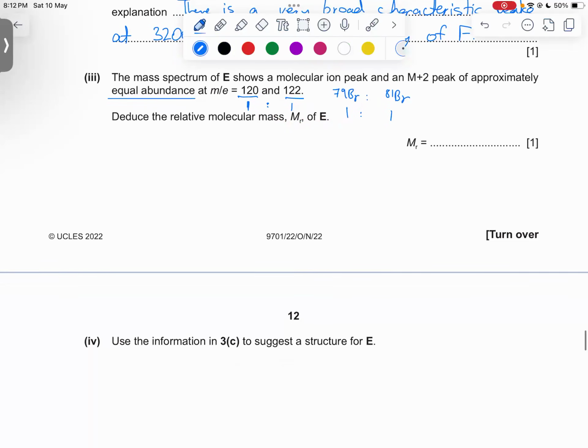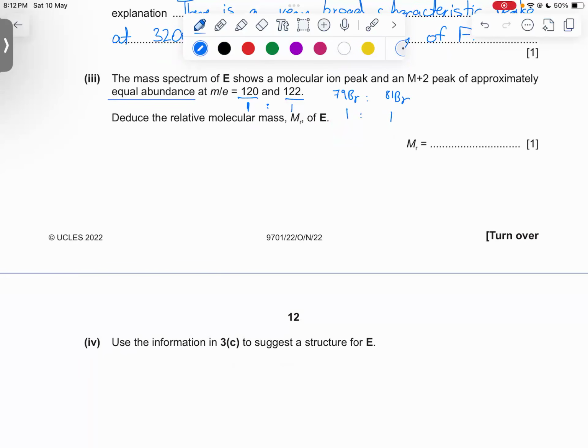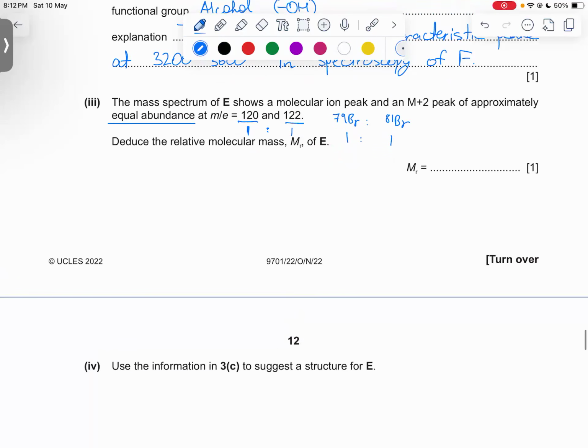All right. So the MR of the compound for now would be half of these two, right? Because it is 1:1. So what we will do is 122 plus 120, divided by 2, gives us 121. So the MR of the compound should be 121 because both the abundances are of the same ratio. So when we're trying to find out the MR, we take the average, right?